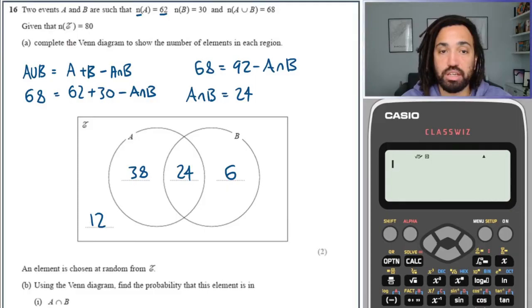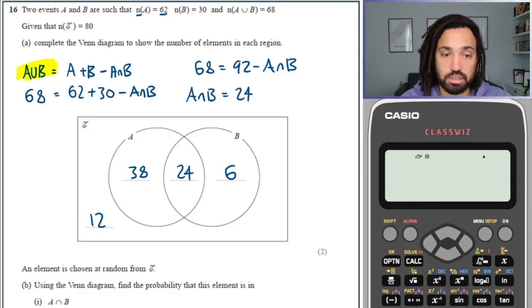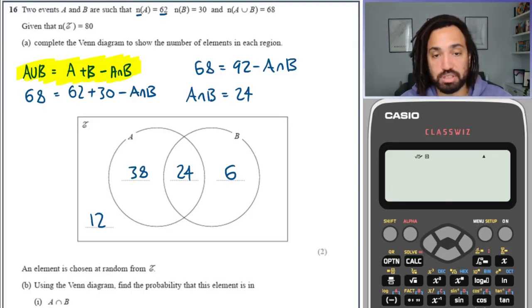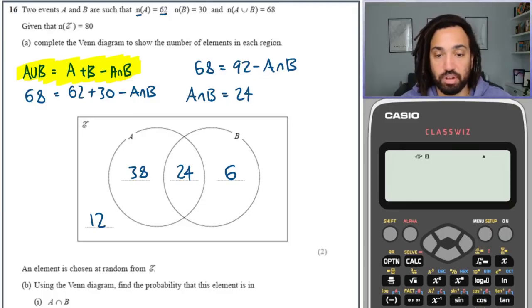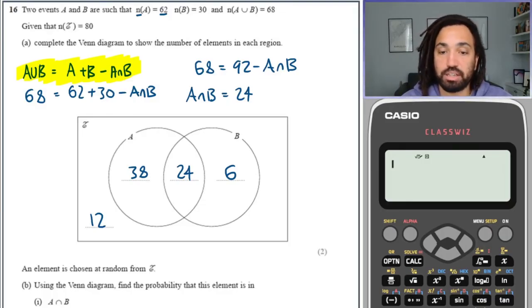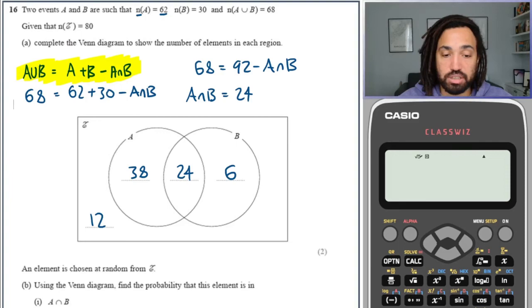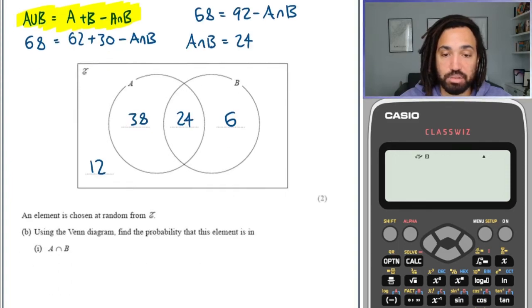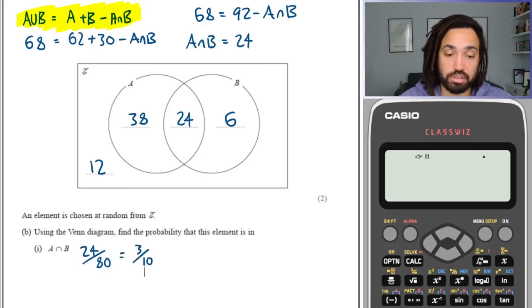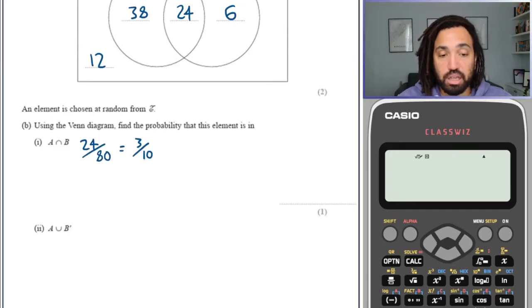Okay, so a very useful formula to know this. And once again, it comes because when you add A and B, you actually get an overlap in the middle. So take away one of the overlaps and you end up with the union perfectly. Okay, it says use a Venn diagram, find the probability that an element is in the intersection. Well, the intersection is 24 out of 80. You can simplify if you wanted to, 3 over 10, but you don't have to. It doesn't say you needed to.